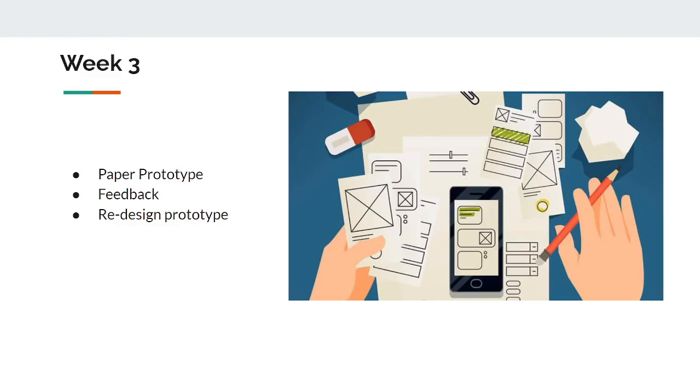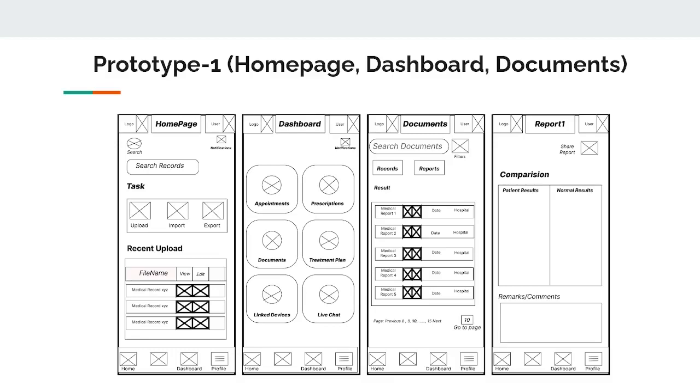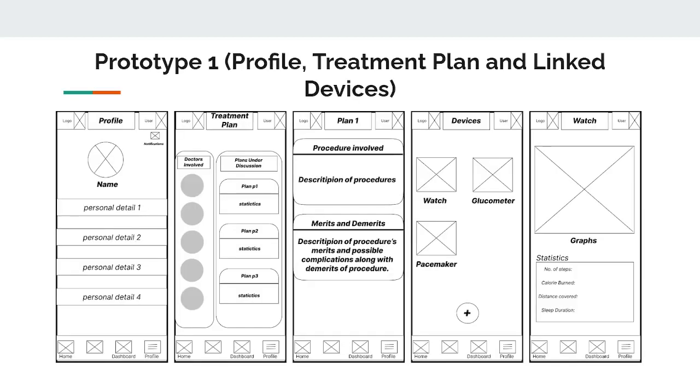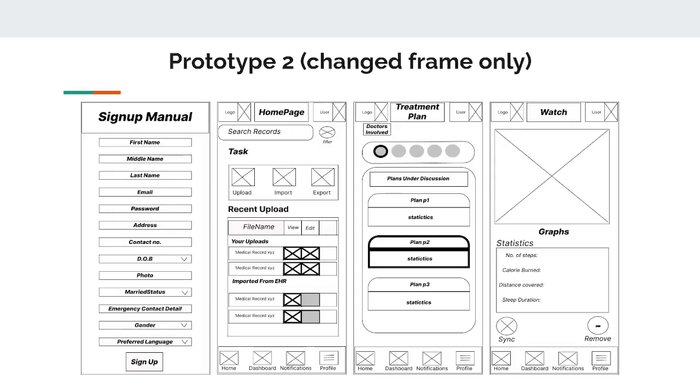Now moving on to week 3, paper prototypes were developed for knowing the requirements of the interface. The prototypes were then given to the users for testing. For testing the prototypes, we used the retrospective think aloud technique. The feedback of the users was then documented. Then prototype 2.0 was developed and again the same group of users were given the prototype for testing.